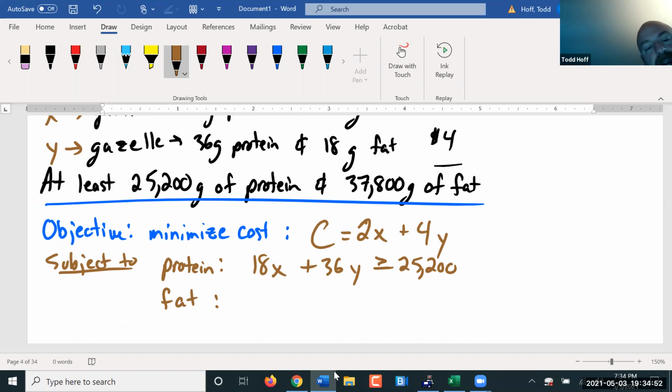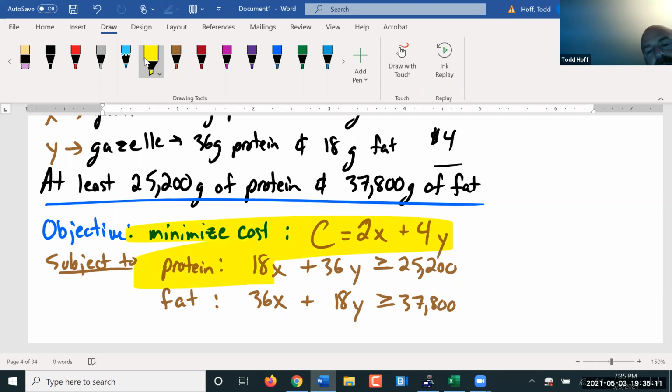And our second constraint is for fat. We have 36 grams per pound for giraffe times X pounds of giraffe meat, plus 18 grams per pound for the gazelle times Y pounds of gazelle meat. And we want that to be at least, or greater than or equal to, 37,800 grams. So here is a linear programming problem.